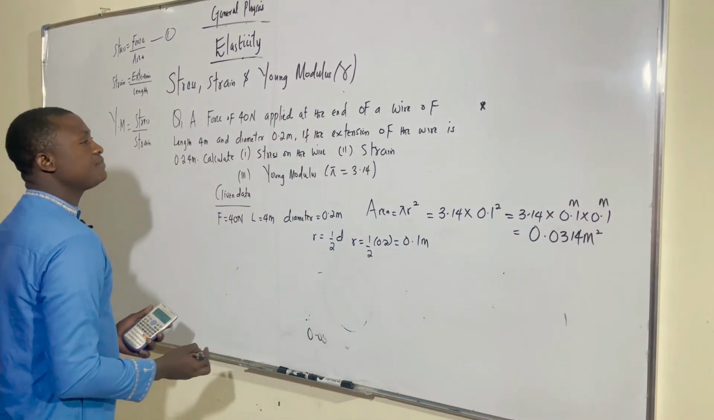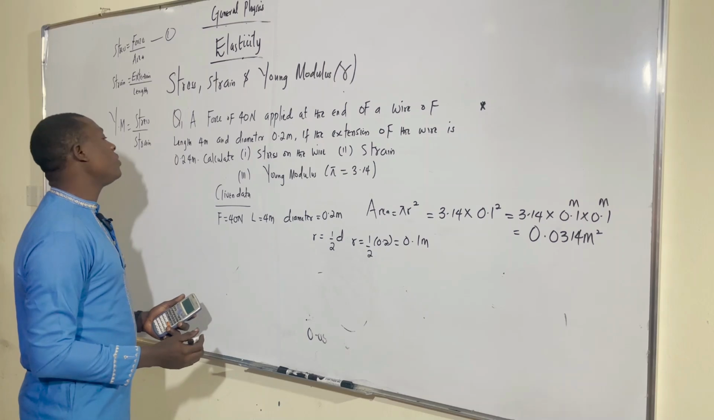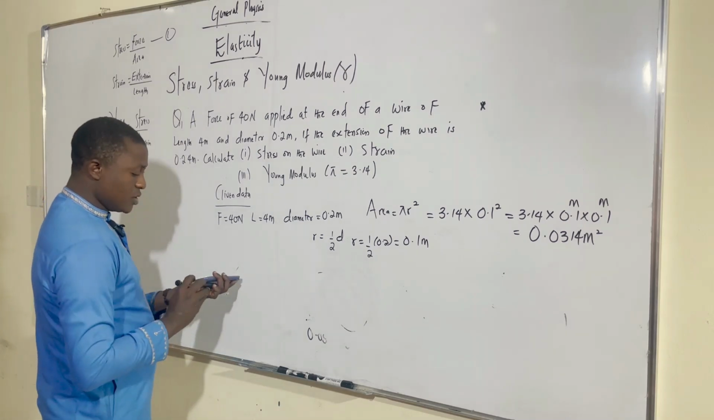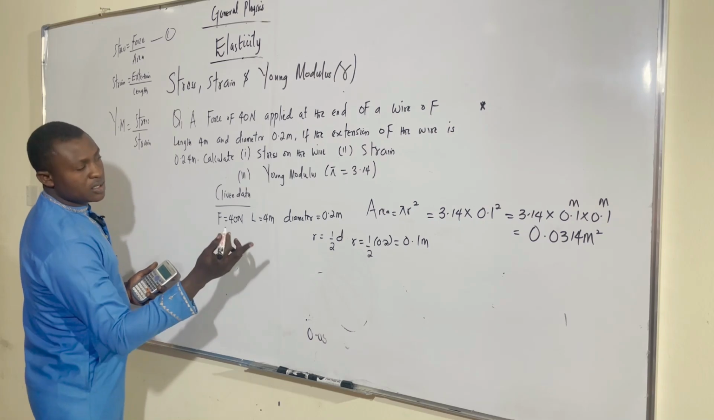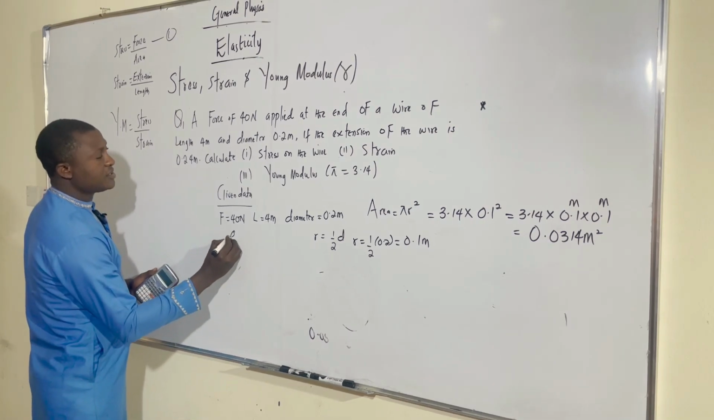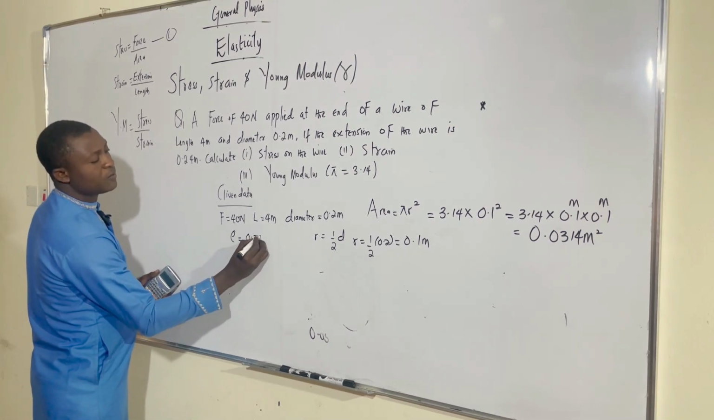They now said if the extension of the wire is 0.24, so meaning here I've gotten the area, we know our force as well, and we are given the extension to be 0.24 meter.